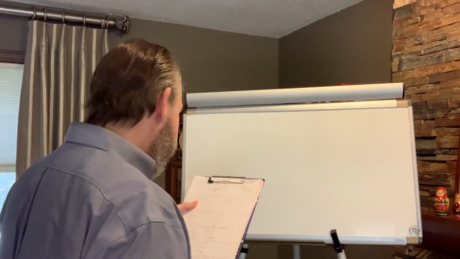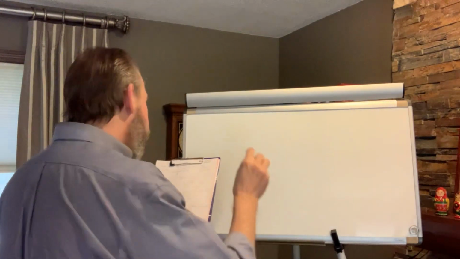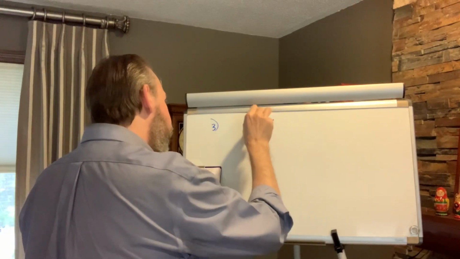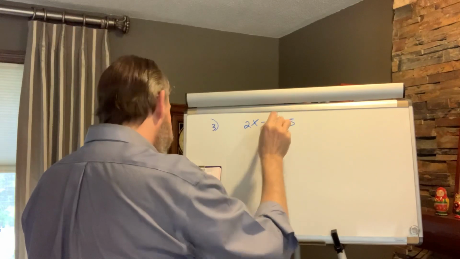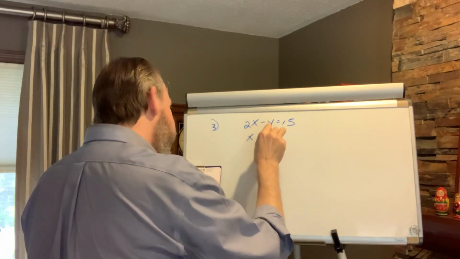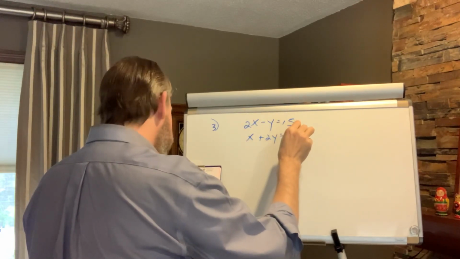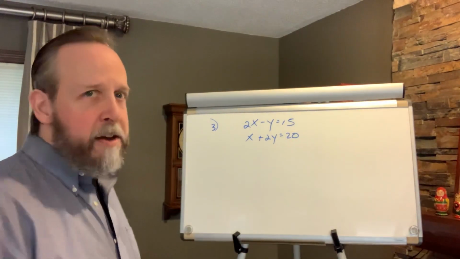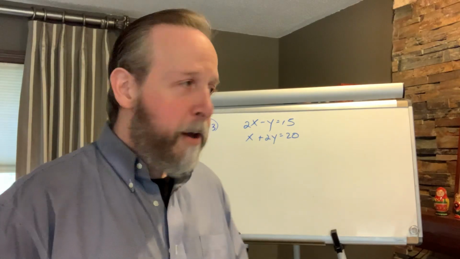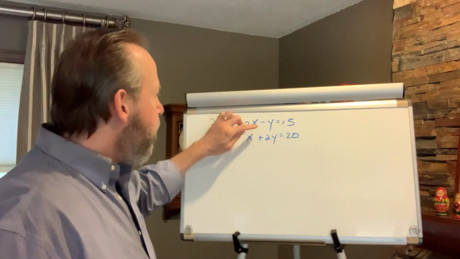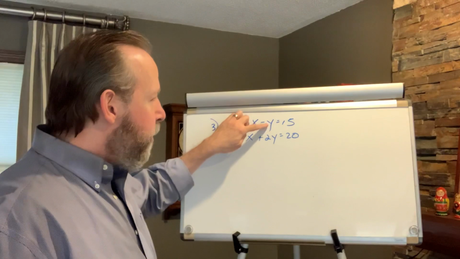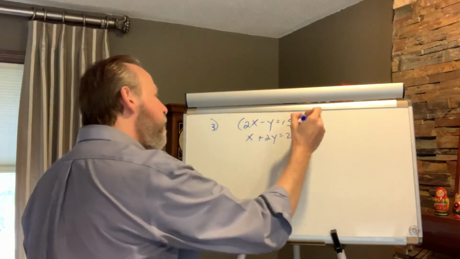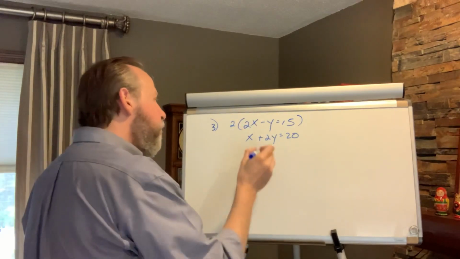Number 3, let's see what number 3 asked you to do. We had to solve with elimination: 2x minus y equals 15 and x plus 2y equals 20. Correct? All right, elimination means I have to eliminate one variable pair. I think if I multiply the top row by 2, that'll become a -2, canceling out the +2. I find that to be the easiest thing to do, so it's what I'm going to do.